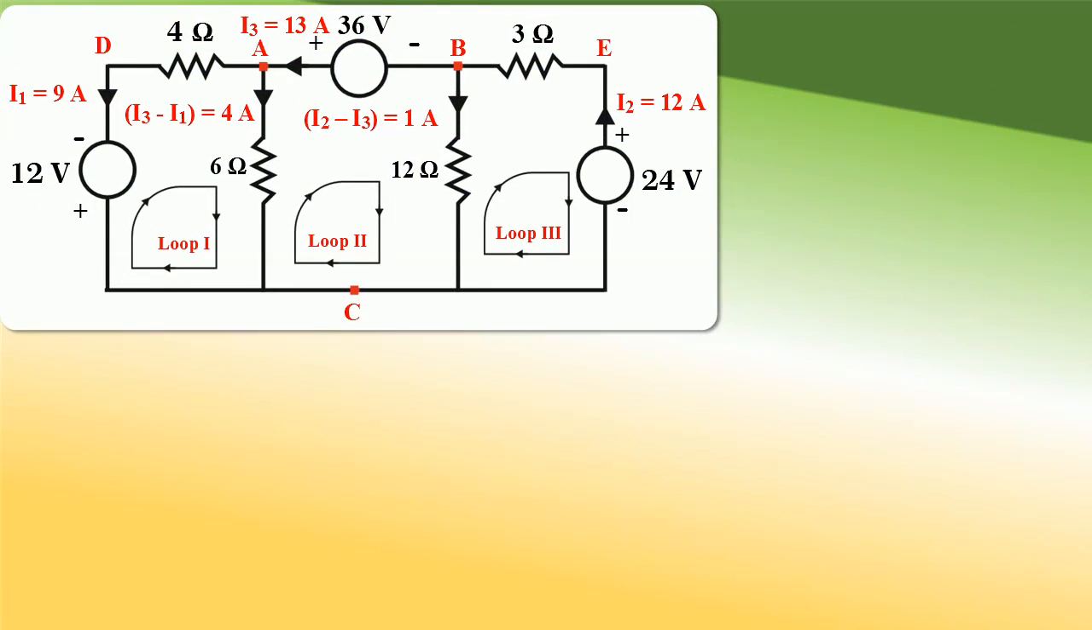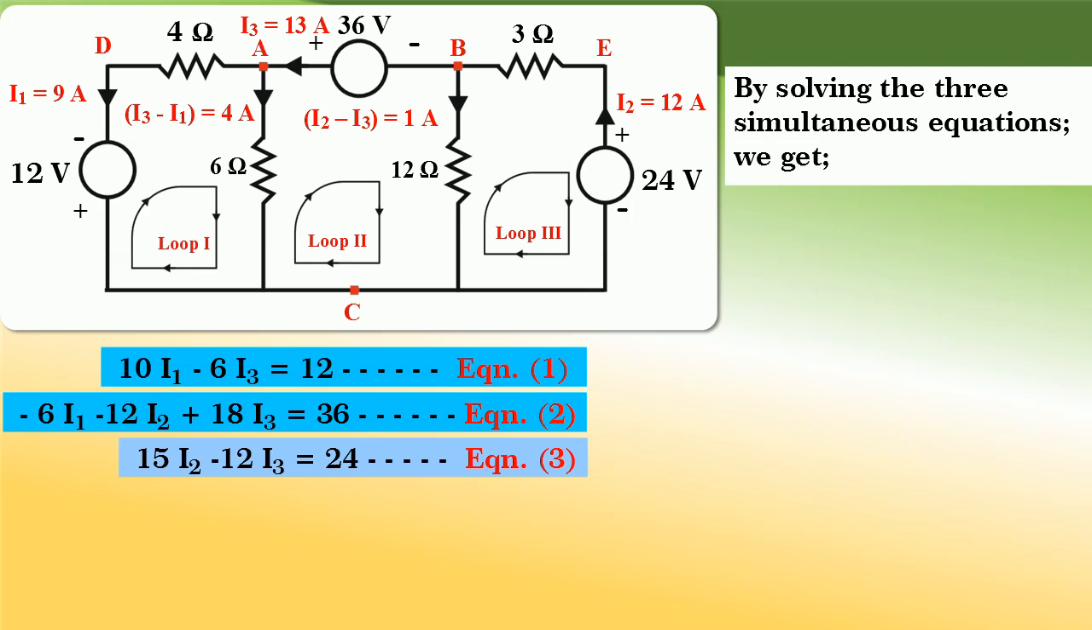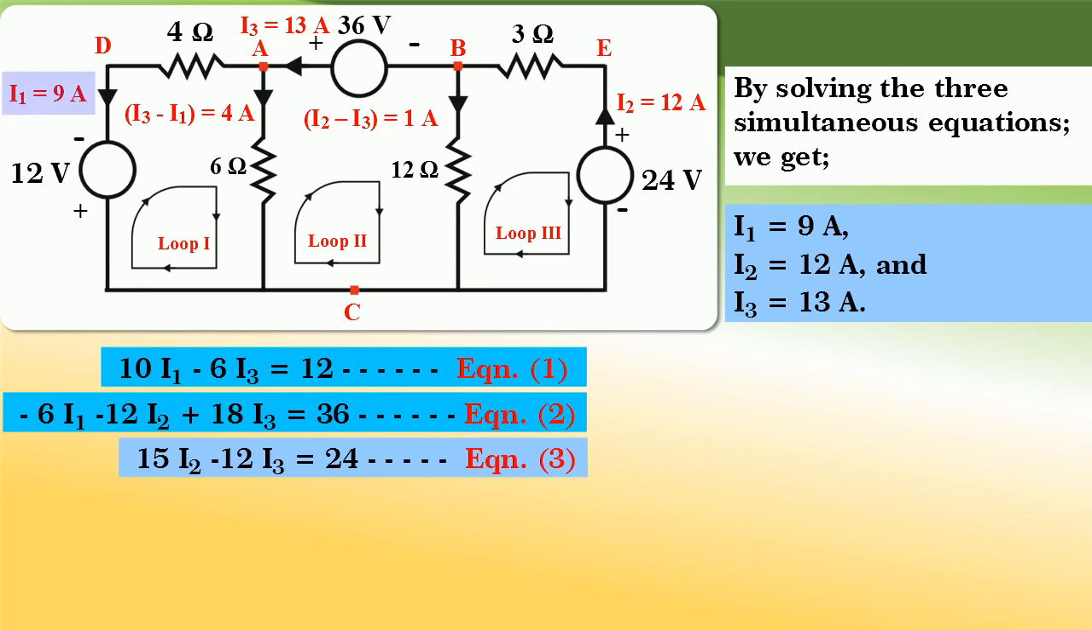Friends, the balance equations, equation number 1, 2, 3 are reproduced here for convenience. By solving these three simultaneous equations, we get I1 is equal to 9 amperes, I2 is equal to 12 amperes, and I3 is equal to 13 amperes.